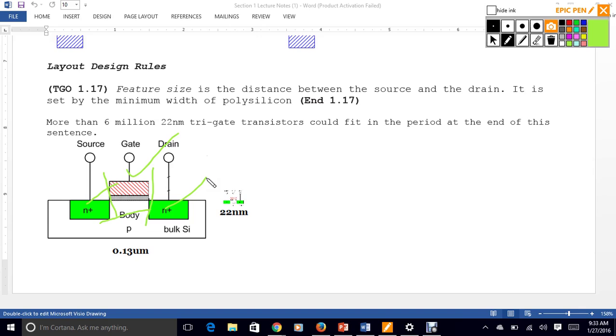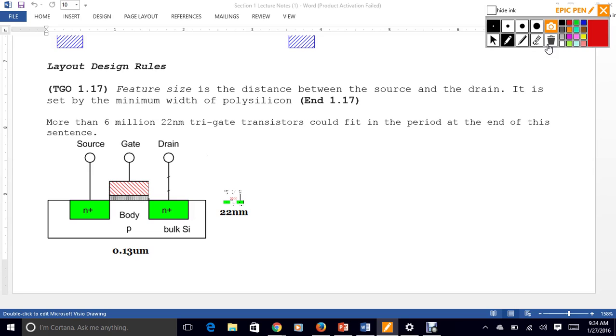But isn't it the length of the gate? Yes, it's the width, actually, the distance here. It's a good question. It's defined as the width from here to here. So to make the chip smaller, they want to shorten the channel? Yes, exactly right.